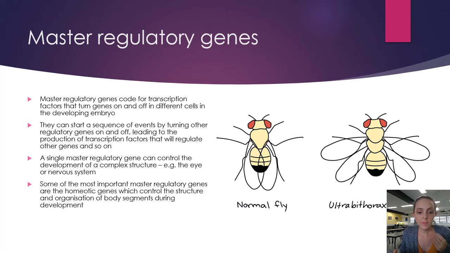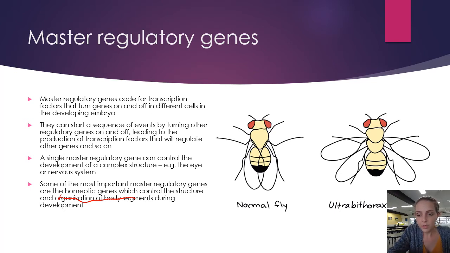Now, one particular type of master regulatory gene is called the homeotic genes. And these control the structure and organization of the body segments during development. Now, over to the right, we're going to have a look at this because the common housefly, the Drosophila, is a really common model that's used to look at how these genes work.